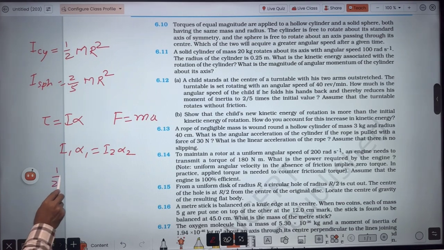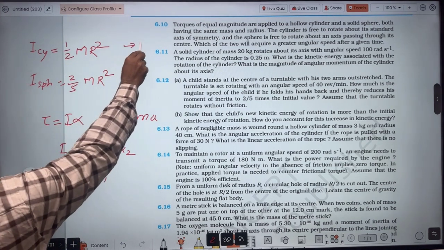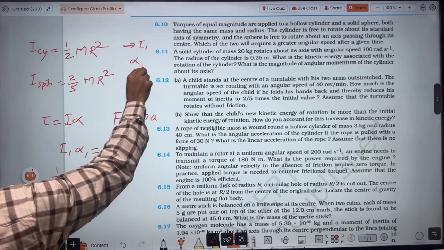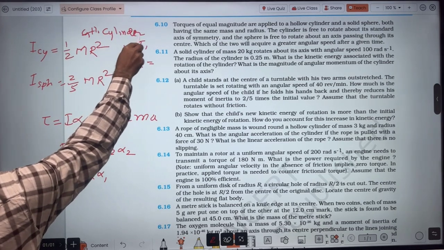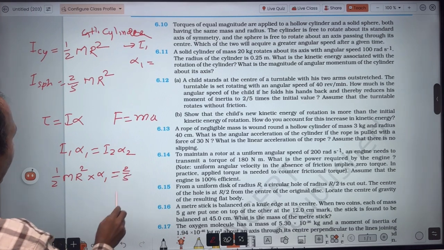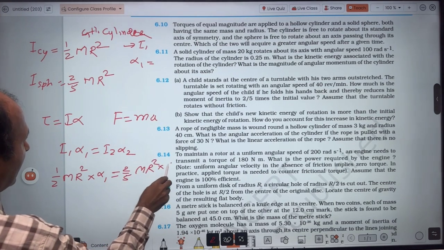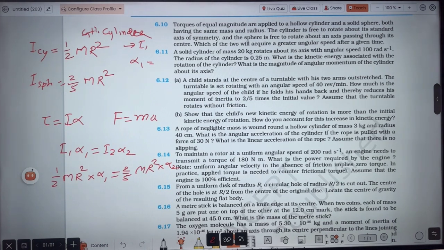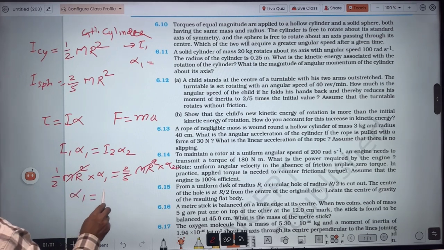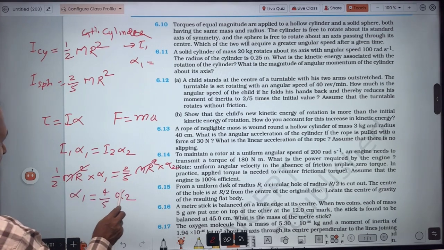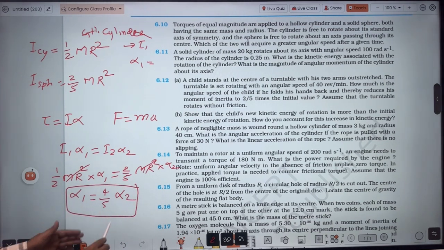I1 for the first is 1 by 2 m r square into alpha 1. We are taking it as I1 and its angular acceleration is taken as alpha 1 for cylinder. And for the sphere, it will be 2 by 5 m r square times alpha 2. So what relation are you getting? mr square will cancel out. Alpha 1 is equal to 4 upon 5 alpha 2. So here clearly alpha 2 is greater than alpha 1.